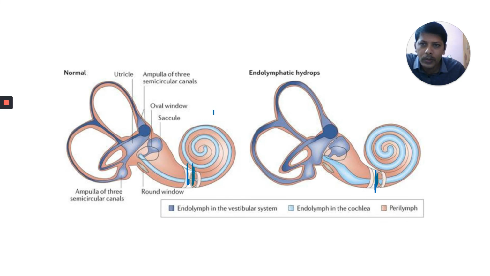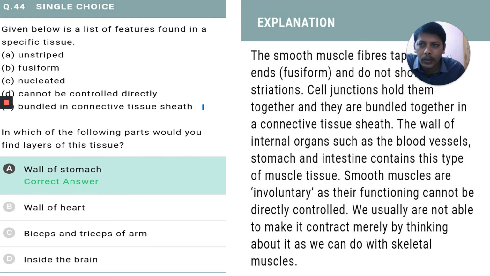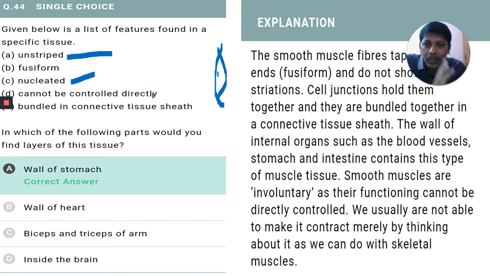Okay, that's the explanation of that particular bit. Given below is a list of features found in a specific tissue. The tissue should not have stripes, that means unstriated. The cells must be in fusiform shape. Okay, it is easy, maybe. You know that. Nucleated, cannot be controlled directly, and bundled in a connective tissue sheath.